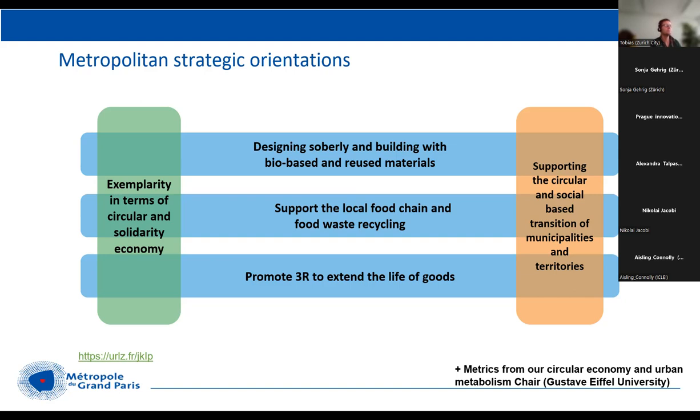We have also such an amount of metrics that have been developed by our chair, by Gustave Eiffel University, that we could share with you as well, regarding our functioning, our governance, finance, more means objectives, and also more result-based objectives regarding impacts and transition globally on the territory. That's it for me.